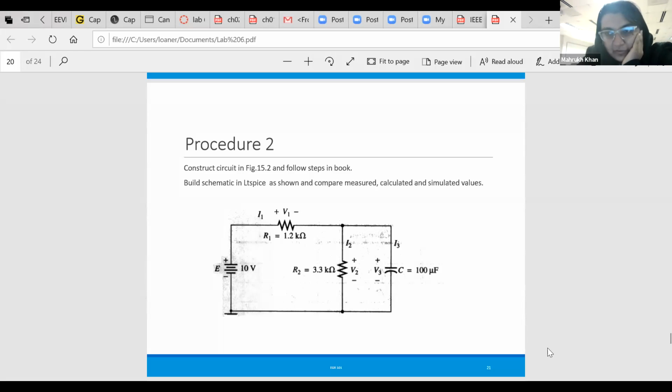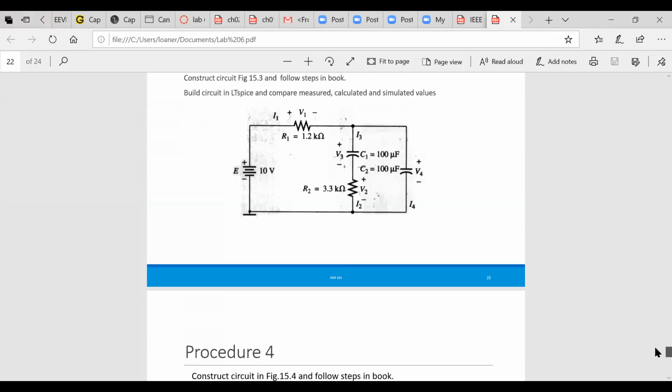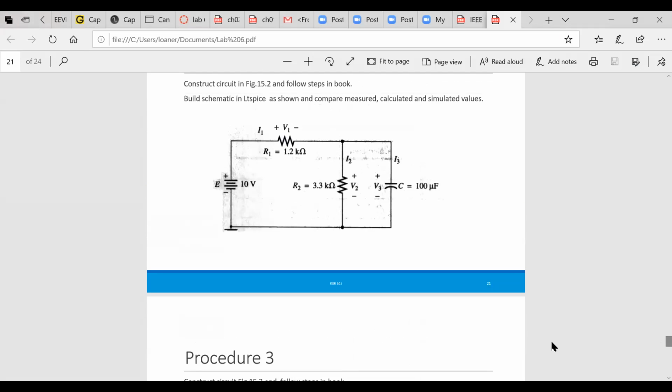Okay, so let's move to procedure number 3. In procedure number 2, you have to just do the currents and voltages for the steady state values. So we don't have to worry about when it first starts up, just steady state, like you said? Yes, we are just doing steady state here.